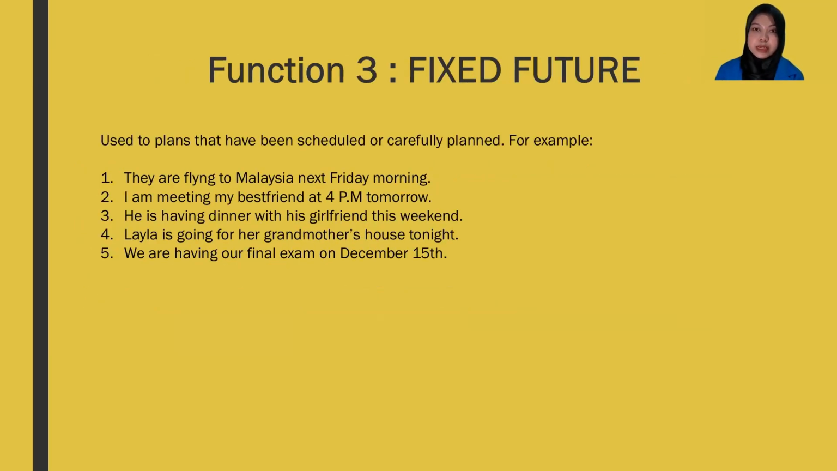Function 3, fixed future. Used for plans that have been scheduled or carefully planned. For example, they are flying to Malaysia next Friday morning. I am meeting my best friend at 4 p.m. tomorrow. He is having dinner with his girlfriend this weekend. Layla is going to her grandmother's house tonight. We are having our final exam on December 15th.